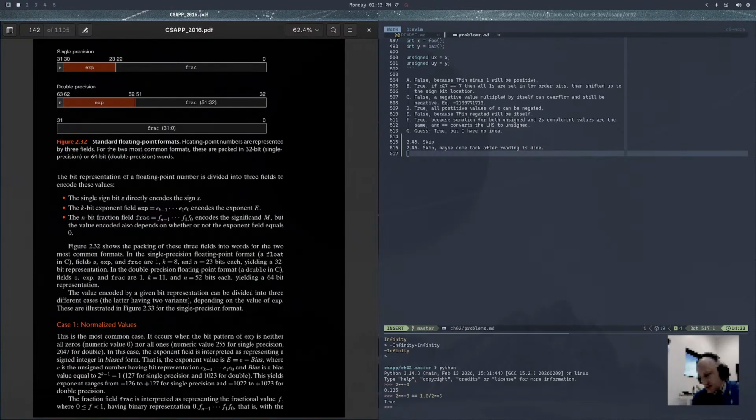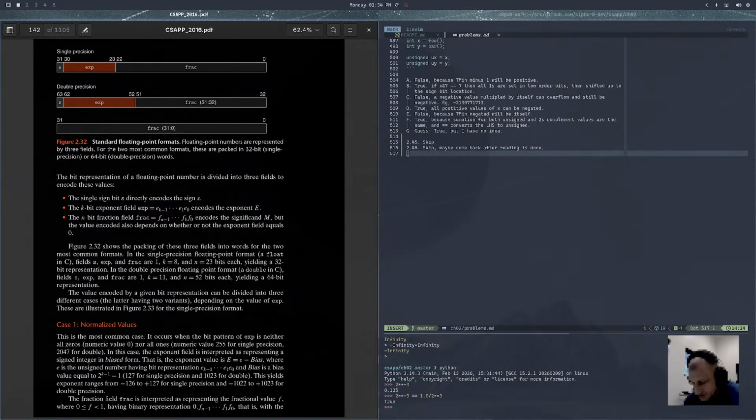The bit representation of a floating point number is divided into 3 fields. To encode these values, the single sign bit s directly encodes the sign s. The k-bit exponent field encodes the exponent E. The n-bit fractional field encodes a significand M, but the value encoded also depends on whether or not the exponent field equals 0. Figure 2.32 shows the packing of these 3 fields into words.